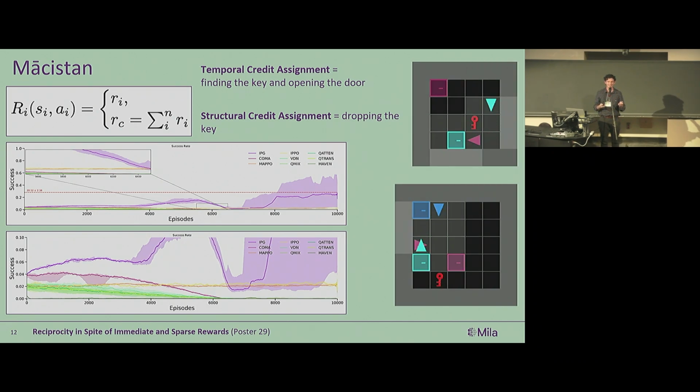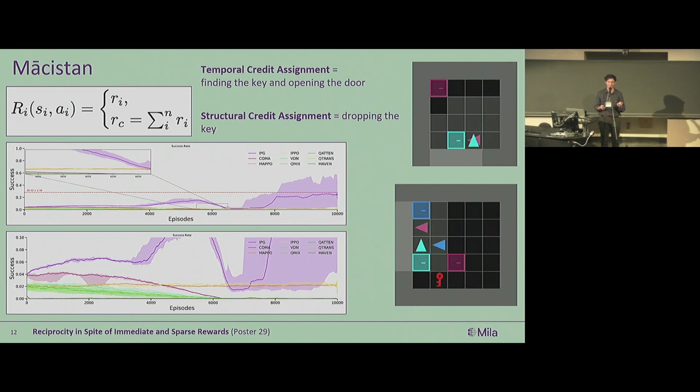Mashtan is a mini-grid environment, and essentially the goal is that every agent has to learn to find a key and open a door, and it receives an individual immediate reward. This is a very classic test in credit assignment. Agents have to learn when to find a key and when to open the door when they have it. This is a form of temporal credit assignment because they have to associate this within a limited time frame of certain time steps.